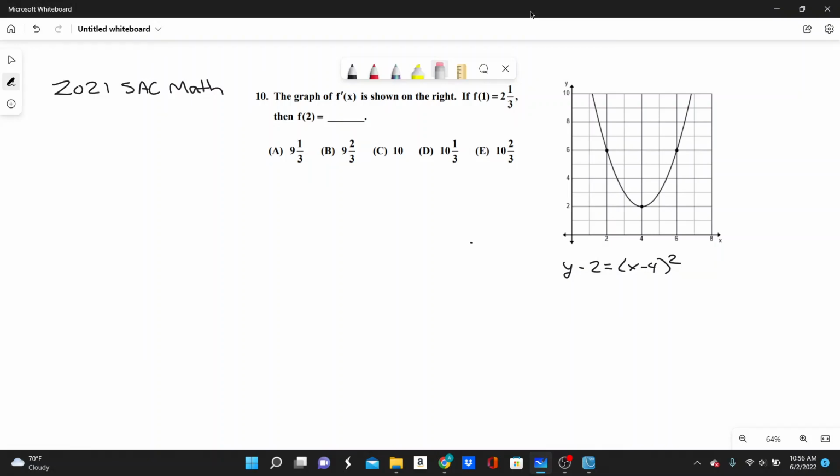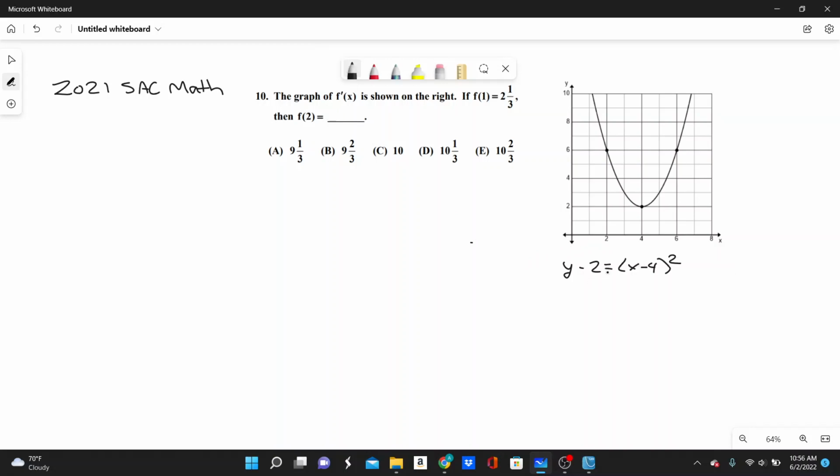Problem 10. The graph of f prime of x is shown on the right. If f of 1 equals 2 1/3, then f of 2 equals what? So this is actually the same equation and the same graph that we used on the previous question. So I've written it down here.